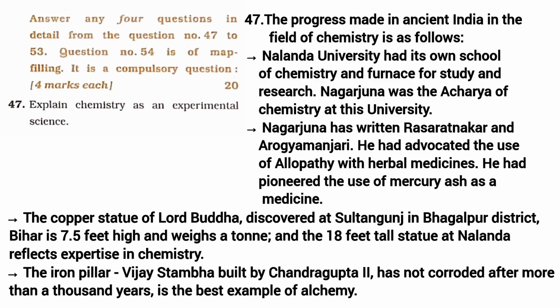The copper statue of Lord Buddha discovered at Sultanganj in Bhagalpur district, Bihar is 7.5 feet high and weighs a ton, and the 18 feet tall statue at Nalanda reflects expertise in chemistry. The iron pillar Vijay Stamp built by Chandragupta II has not corroded after more than 1,000 years and is the best example of alchemy.